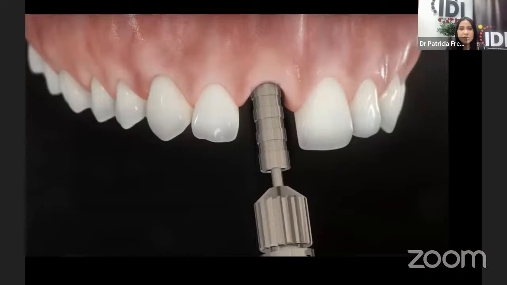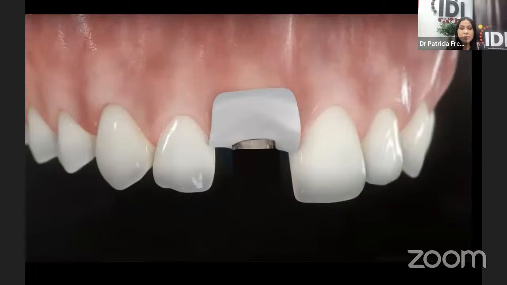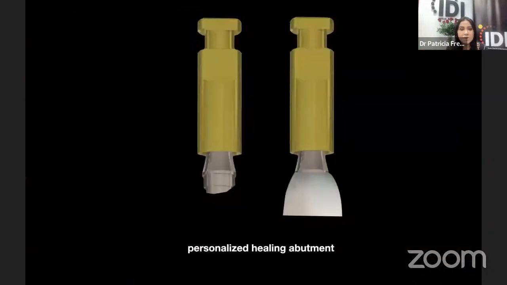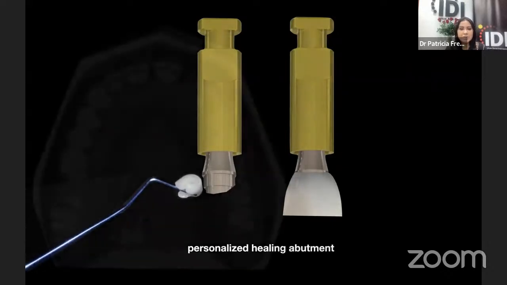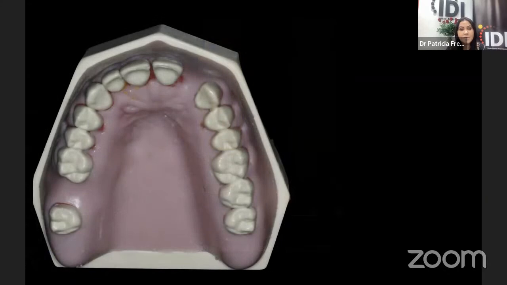So now positioning the provisional abutment, and we are going to cover it with a dam, and we are going to perform a personalized healing abutment. It is just a cut crown. We opt for that when we have low stability of our implant, so we are not going to take any chance to lose our osseointegration. So I can perform that with composite.